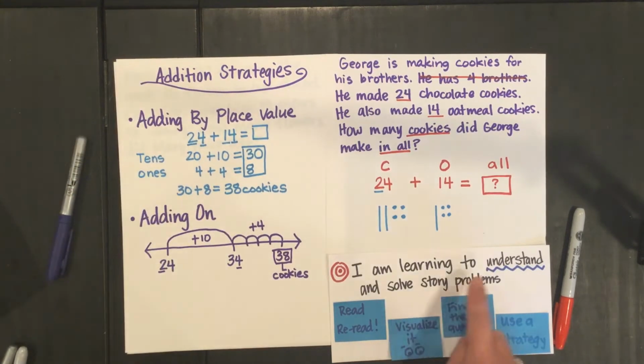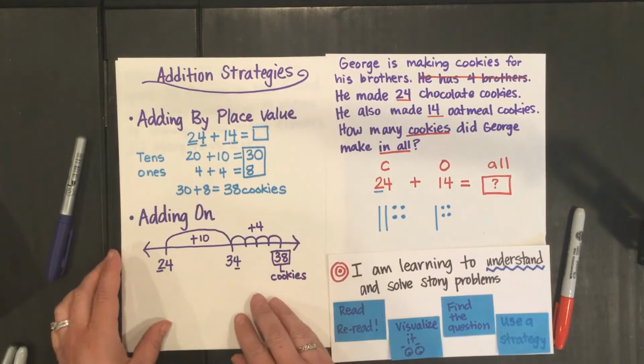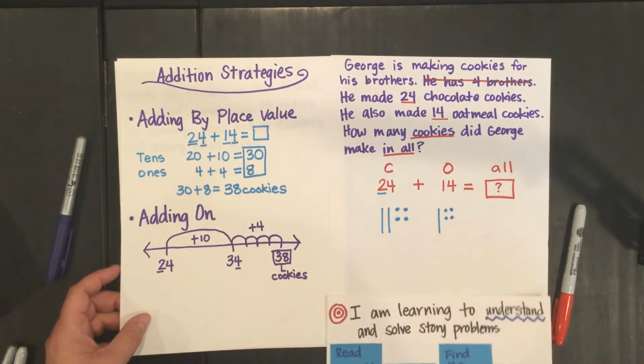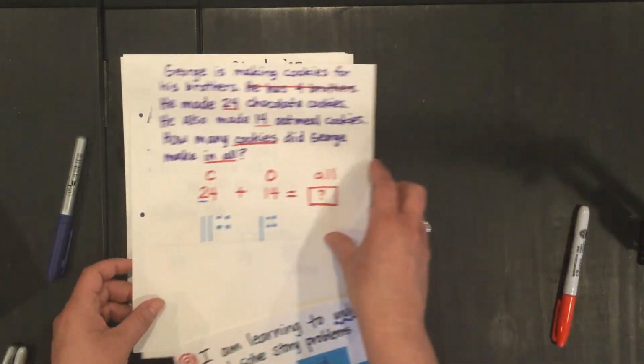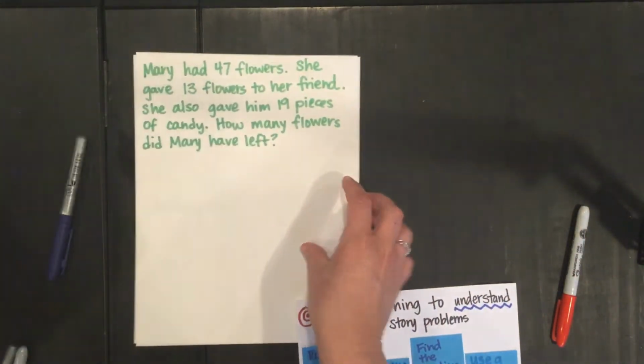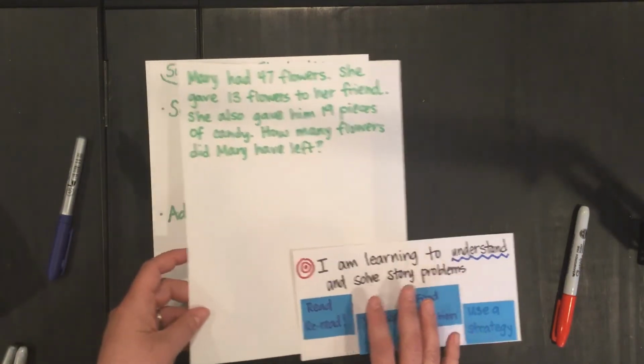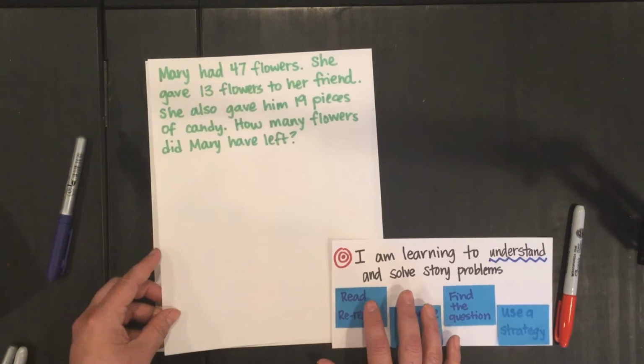You might also find, when you're learning to understand story problems, that sometimes the story will ask you to do an operation different than addition. Let's look at another story and see if it changes. Remember, you're also on the lookout for some extra facts.